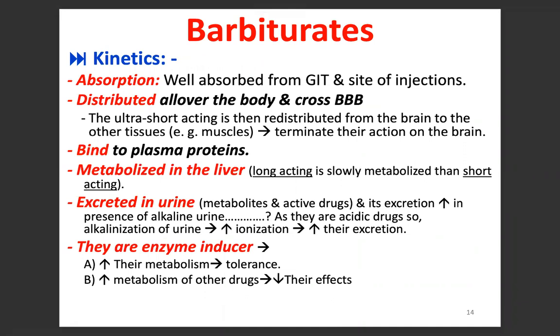Kinetics: absorbed well from the GIT and it is also available as an injectable. So it is the most widely used also during anesthesia. Injections and the GIT route are available. It is distributed all over the body and crosses the blood brain barrier.